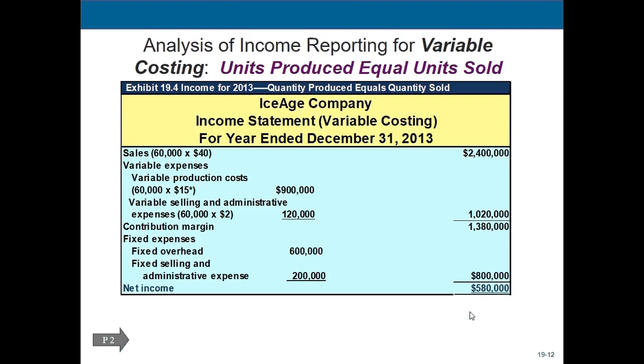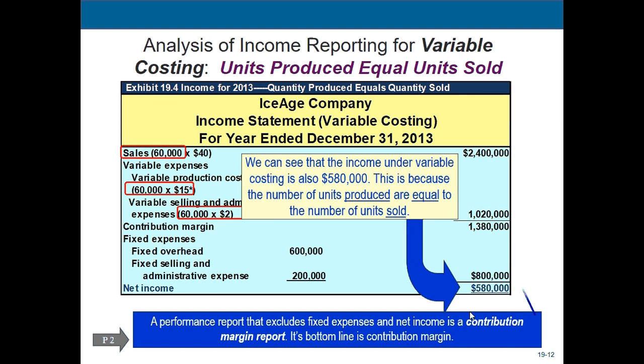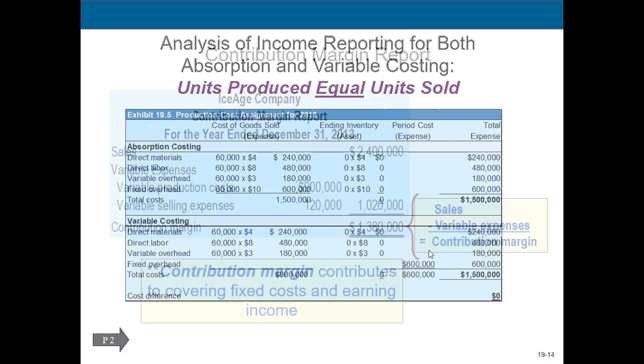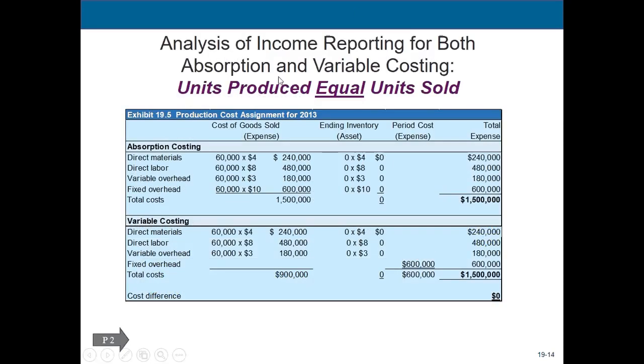Let's move to a year, though, in which we produce more than we sell. In 2014, if you recall, we produced 60,000 units, but we only sold 40,000 units, leaving 20,000 in inventory. This is the contribution margin report for 2013, just more graphics to show you some different things. Again, if the units produced equal units sold, we end up with the exact same thing, so there is no cost difference between absorption and variable costing. Our total costs are exactly the same, 1.5 million.